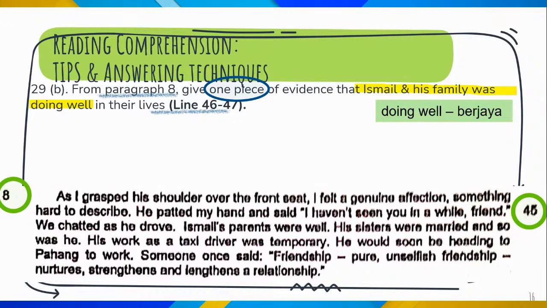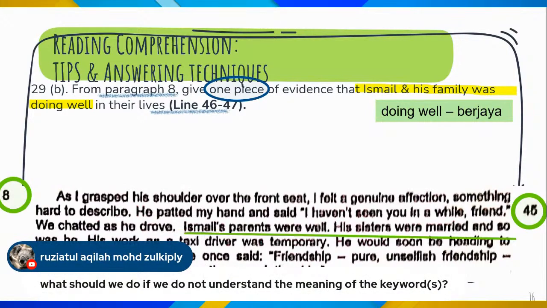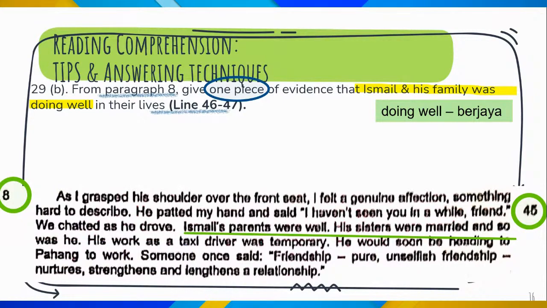So what do you think the answers would be for this one? You just need one piece of evidence. Okay, what should we do if we do not understand the meaning of the keywords? Let me address that in a bit. So in this case, the answers would be: my parents were well, his sisters were married, so was he. So these are the suggested answers.